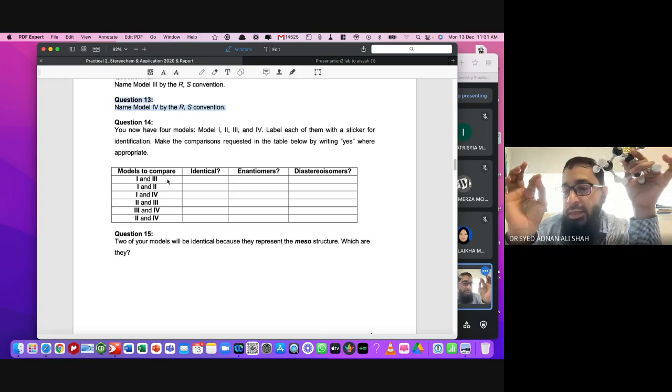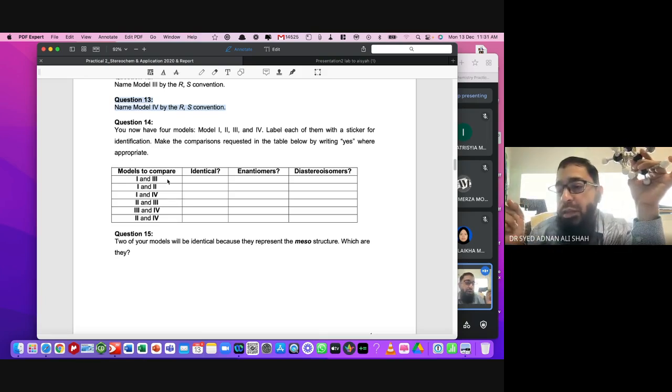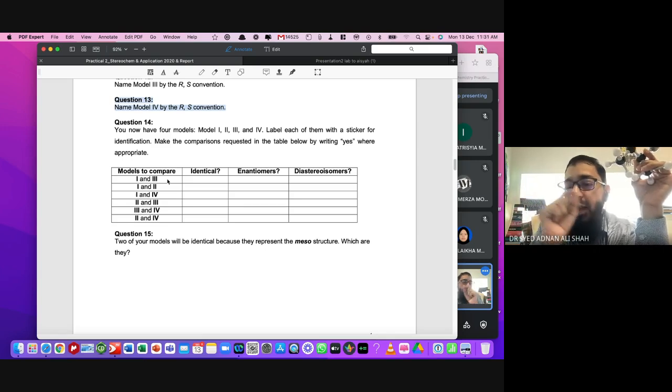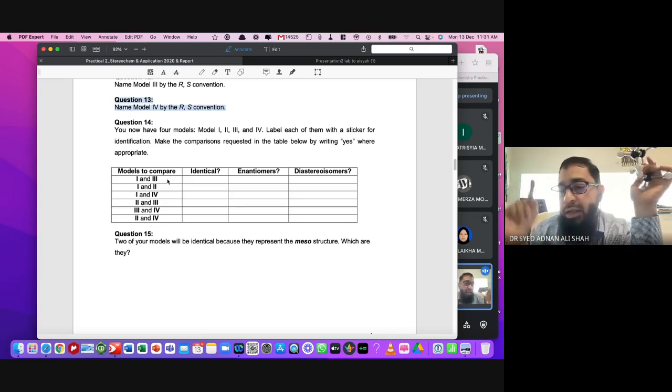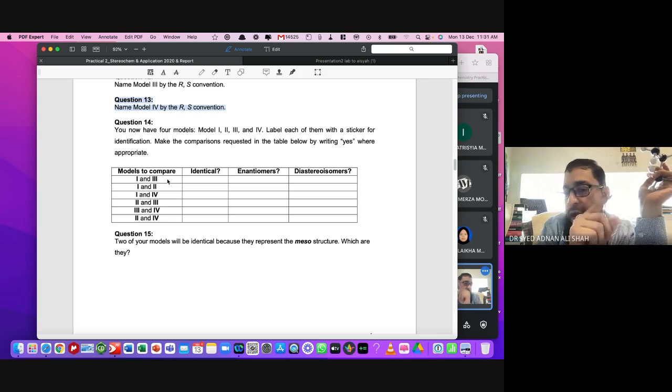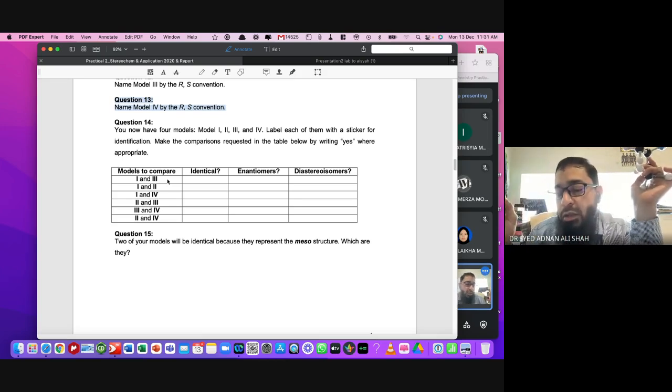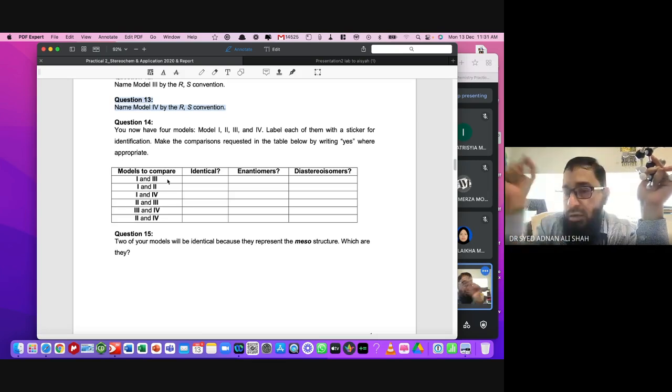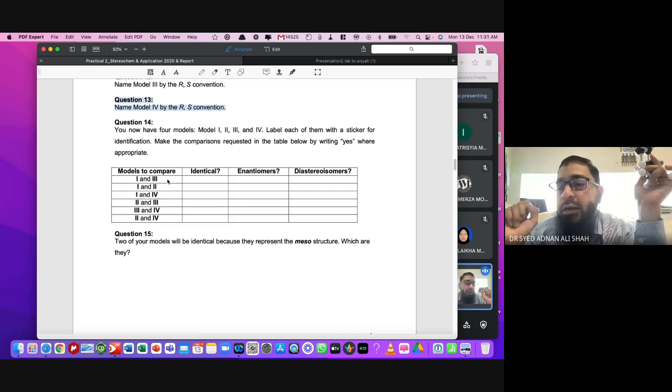S and S will have the opposite one, which will be R and R. They are enantiomers, right? And if the other is S and S, then S and S, they are identical molecules. S and S and R, they are enantiomers. R and R and S and S, they are enantiomers. R and S and R, they are diastereomers. And S and R and R and R, they are diastereomers.